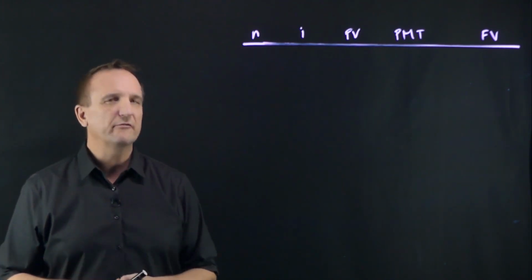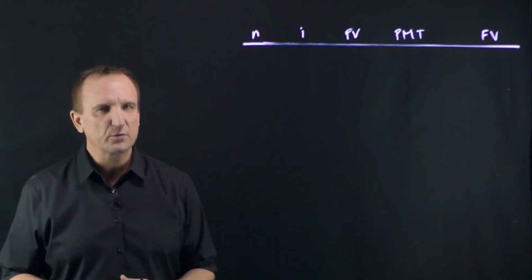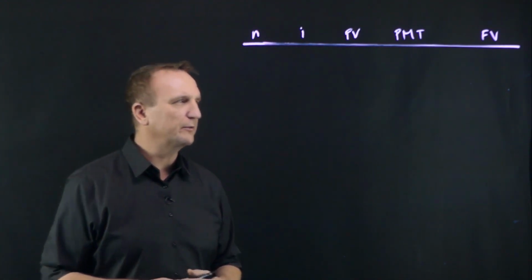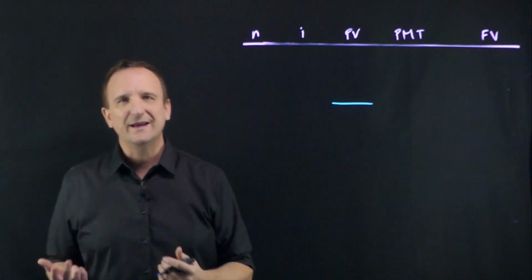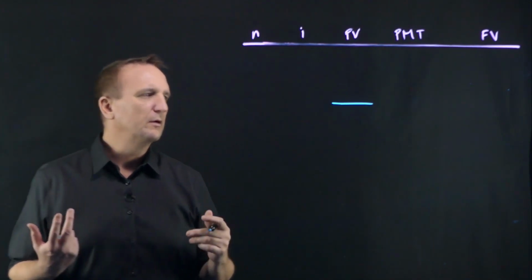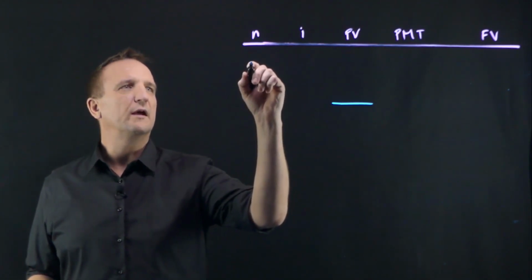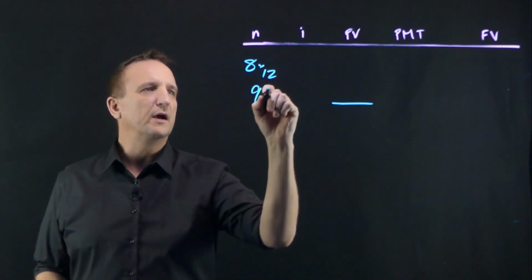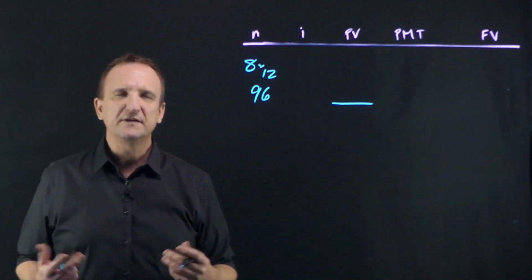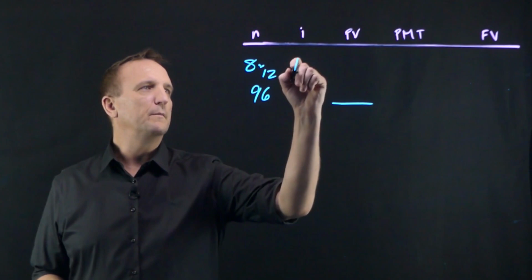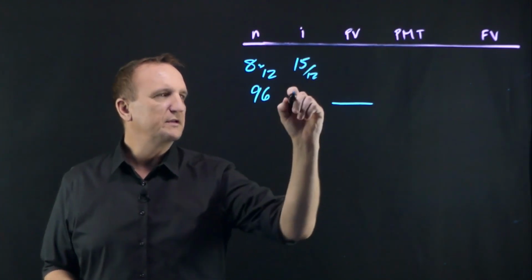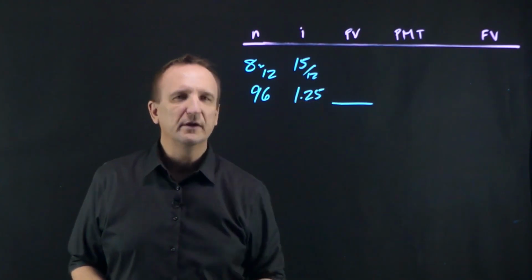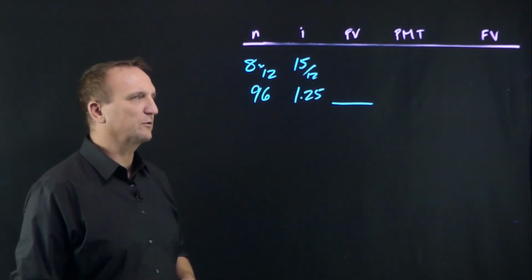Then we're solving for present value. If we want to know what something's worth today, that's present value. We want to know what it's going to be worth in the future, it's future value. So over the next 8 years, we're going to have monthly compounding. So we're going to have 8 times 12 or 96 periods. And we want to get a 15% annual return. But since it's monthly compounding, we have to divide that by 12, which is going to give us 1.25 as our periodic rate of return.